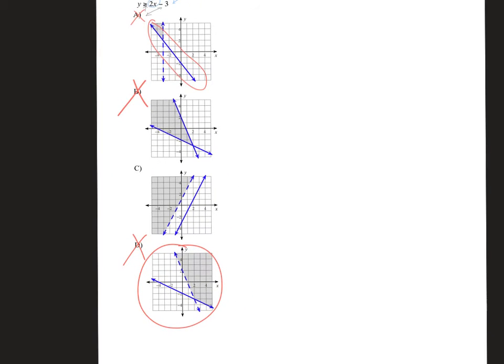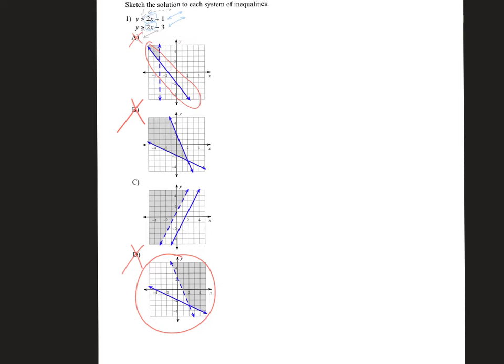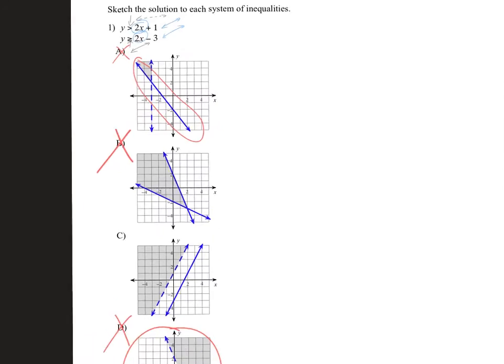So C appears to have what we're looking for, where you have one dotted and one solid, and the two lines are parallel. But now let's talk about the shading, just to make sure we remember that as well.